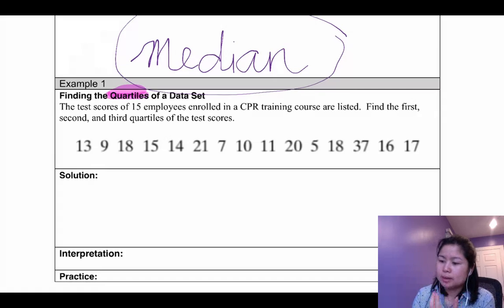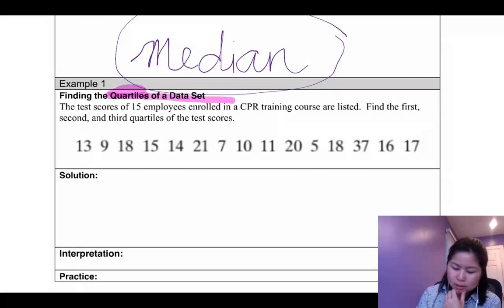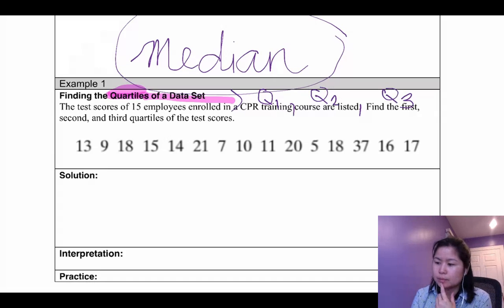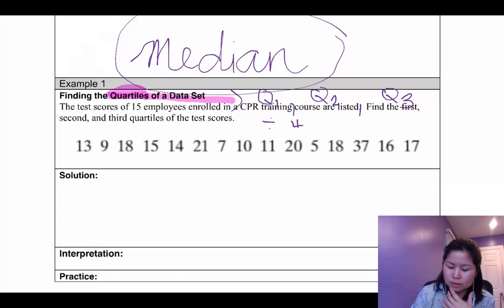Quartile is split into 3 items, so we're going to end up with Q1, Q2, and Q3. What it does is divide the data set into 4 equal parts.